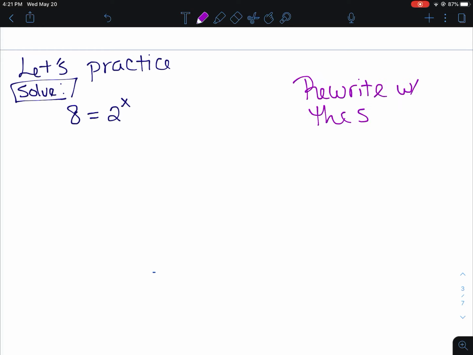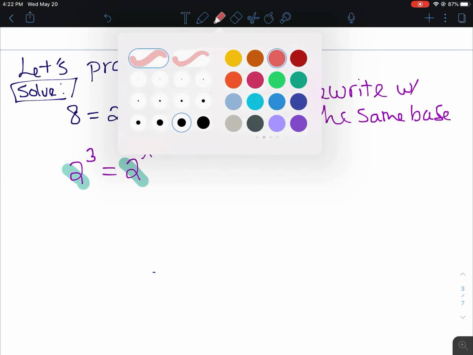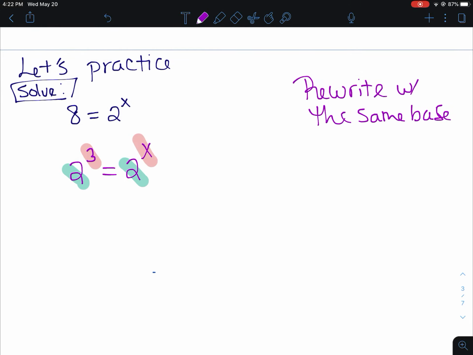And while this is a pretty basic one, this tip will help you with some more complex ones, okay? Well, I know that 8 is written as 2 to the third power, and 2 cannot be made into any smaller of a base. So if I rewrite 8 as 2 to the third, 2 to the third power is equal to 2 to the x. That's what it says now. Well, if the bases are equivalent, 2 and 2, that means that the exponents have to be equivalent. So that tells me that 3 is equal to x.